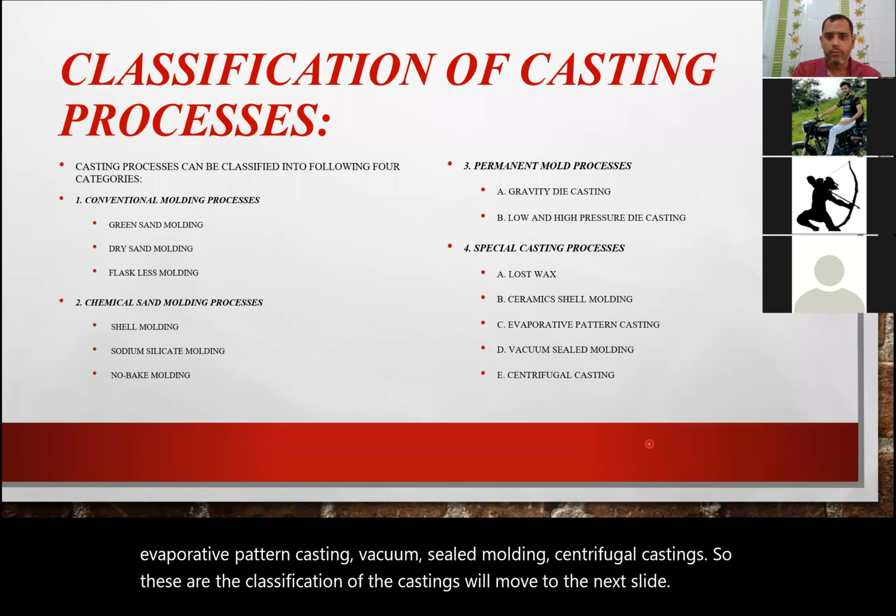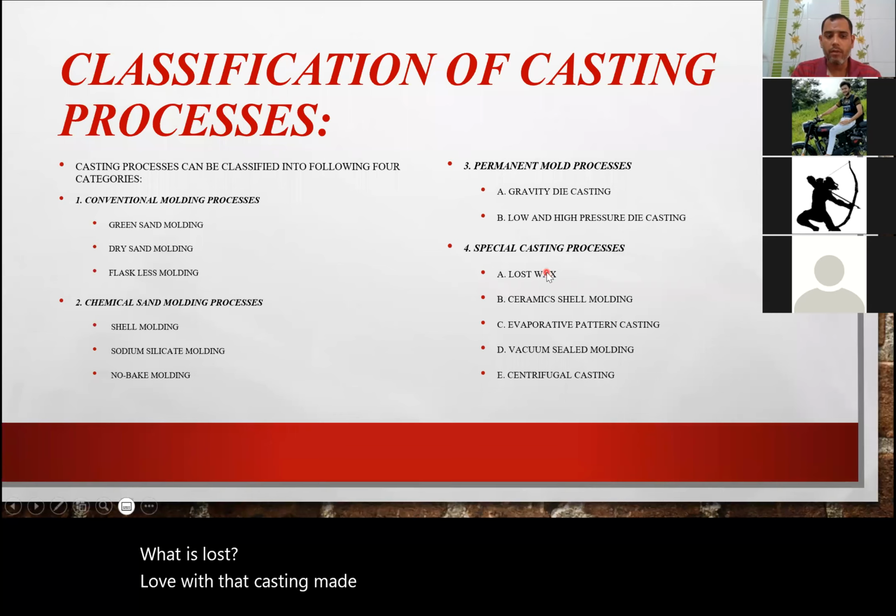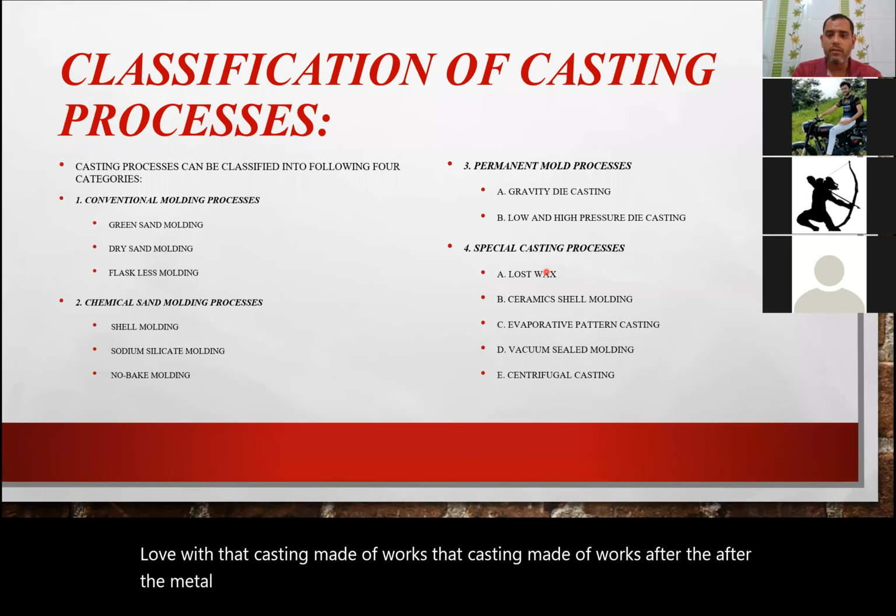Sir, what is lost wax? That casting is made of wax. After the metal is cast, that wax is lost. That is called the lost wax casting process.